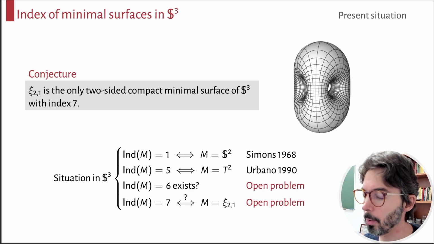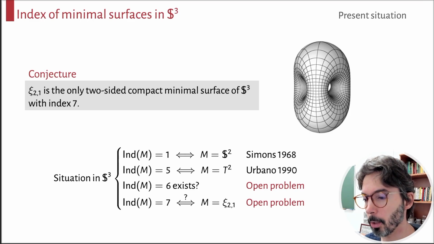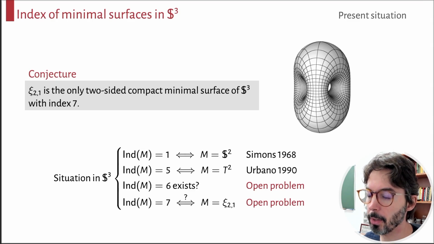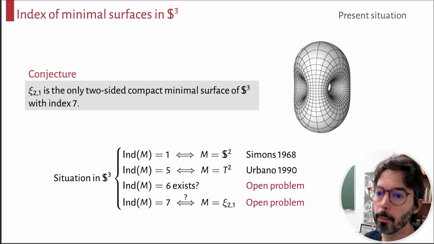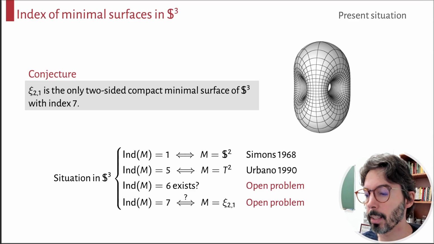So the situation in the 3 sphere is the following. For index 1, Simons characterized the great spheres as the only ones attaining that value of the index. For index 5, Urbano characterized the Clifford torus. For index 6, there are no known examples of minimal surfaces with precisely this index, and for index 7, we already know that the Lawson example psi 2,1 has actually index 7, but we do not know if we can characterize that surface by its index, or whether there are actually more minimal surfaces with index 7.